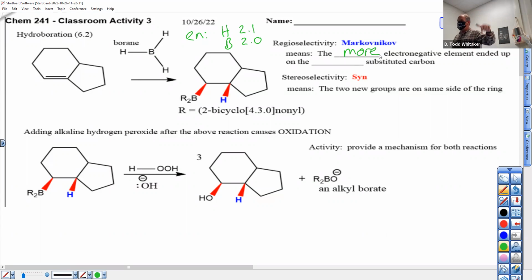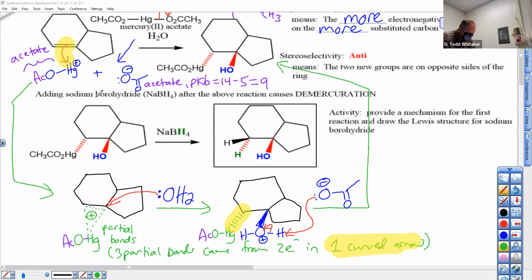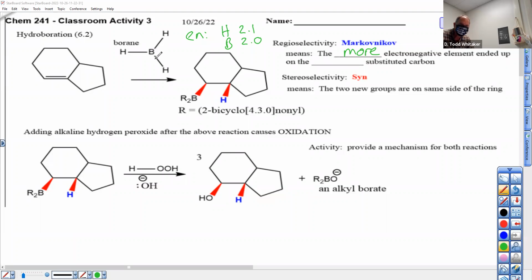You don't see H bonded to a less electronegative element very often. And when you do, it's often called something like hydride. Like here, sodium borohydride, when it's an anion here. It's really the equivalent of an H minus, isn't it? That's a different boron entirely. That's the ionic boron. This is a neutral boron. This one loves alkenes. The other one loves the mercury. They have different behaviors.